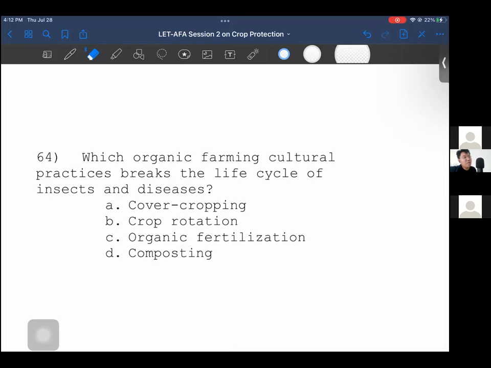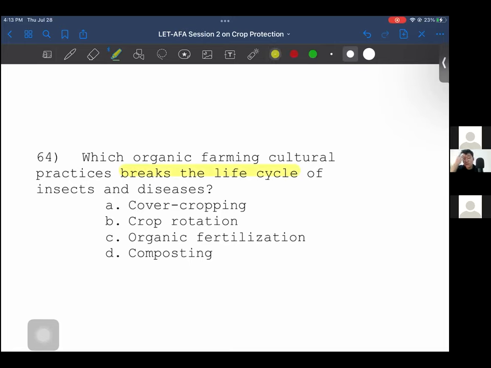Okay, number 64, which organic farming cultural practices breaks the life cycle of insects and disease? So this is another form of cultural control. If you're taking notes of the things that we are talking about kanina pa, yung cultural control, ito na yung crop rotation, relay cropping, mulching, green manuring, yung mga yan, those are forms of cultural control of diseases. So here, they're asking, farming cultural practices breaks the life cycle. Ang tinatanong is, nagbe-break ng life cycle.